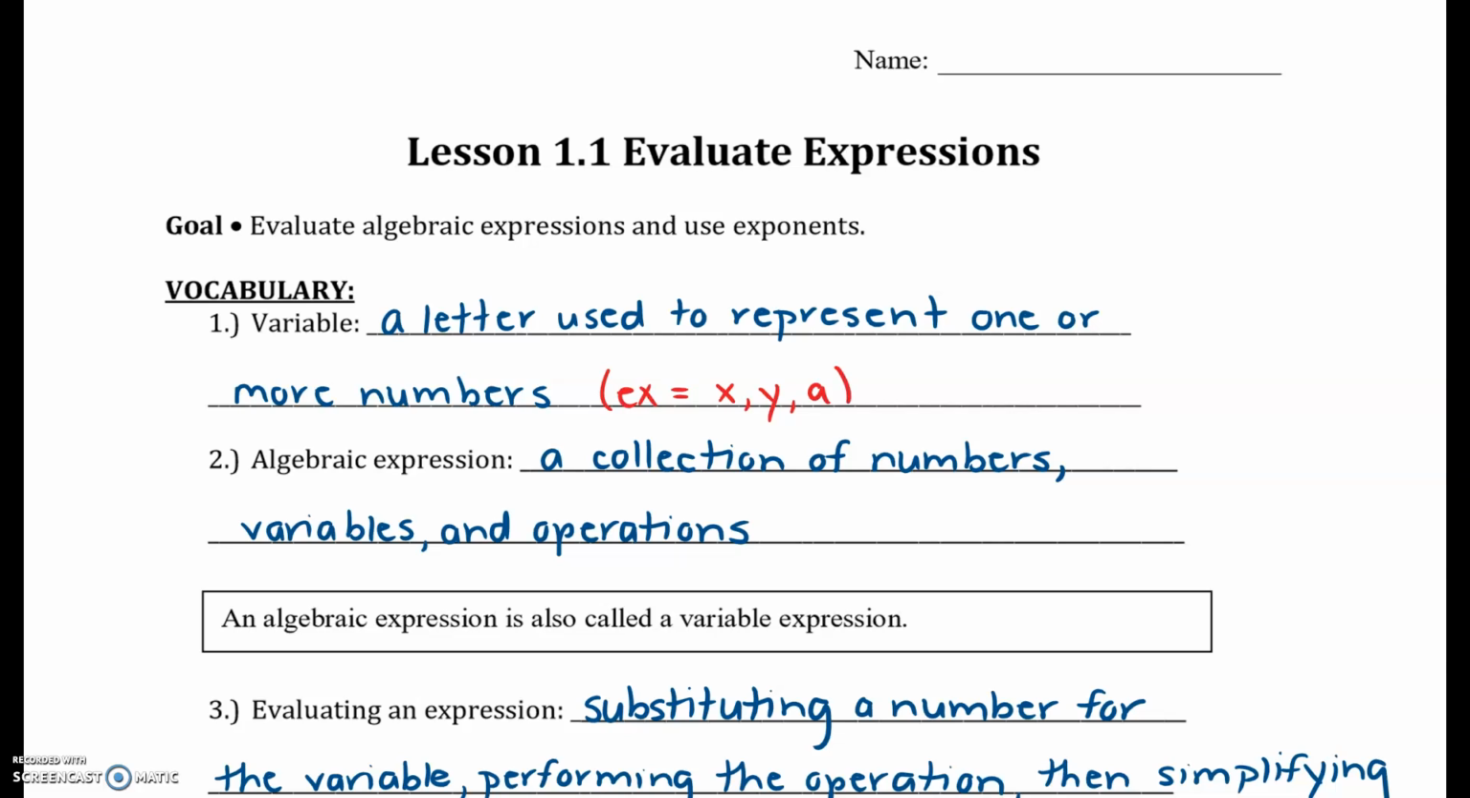Now, what we're going to be looking at in this lesson are algebraic expressions, and what this means is we are going to have a collection of numbers, variables, and operations. For example, we could have something like 5x, or we could have something like y minus 2. Those would be two examples of algebraic expressions. You'll notice here in the box there's a little side note that says an algebraic expression is also called a variable expression.